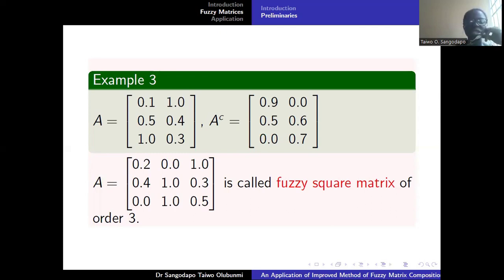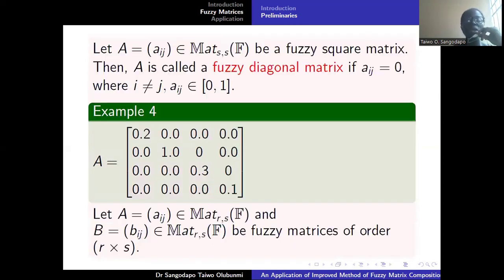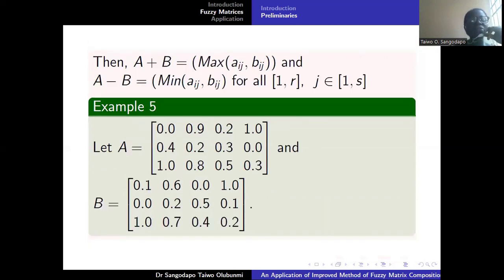Also, we have a square matrix. In classical matrices, we have square matrices, 2x2, 3x3, 4x4, and so on, n by n matrices. We also have the same thing in fuzzy matrices, where all the entries are between 0 and 1, together with 0 and 1. Also, we have a fuzzy diagonal matrix, where all the entries at the diagonal are 0 and 1, and all the values between 0 and 1. We can also subtract in fuzzy matrices.